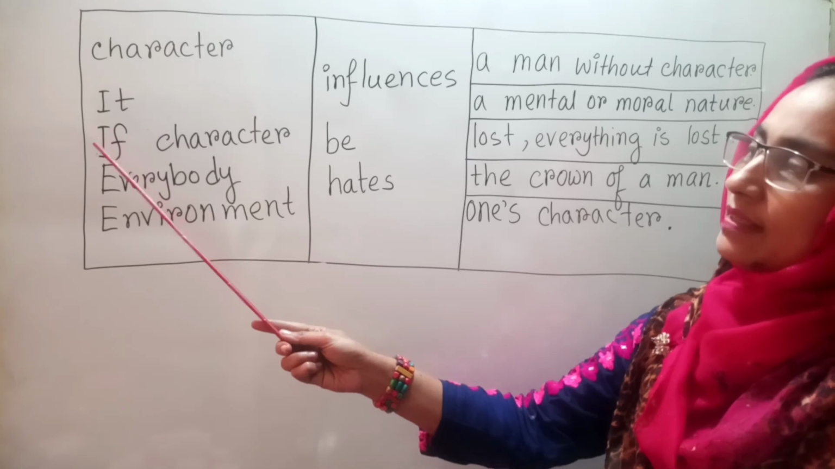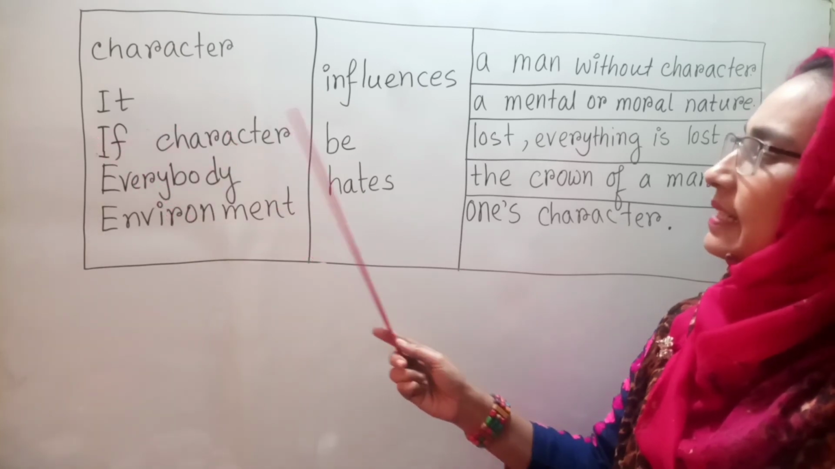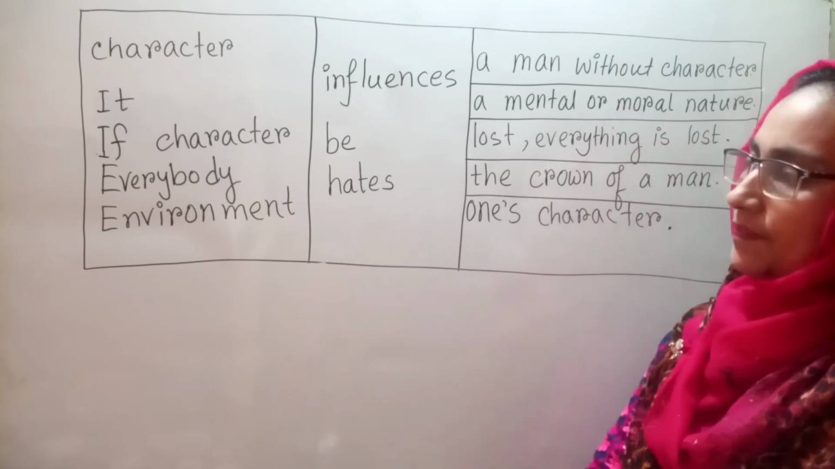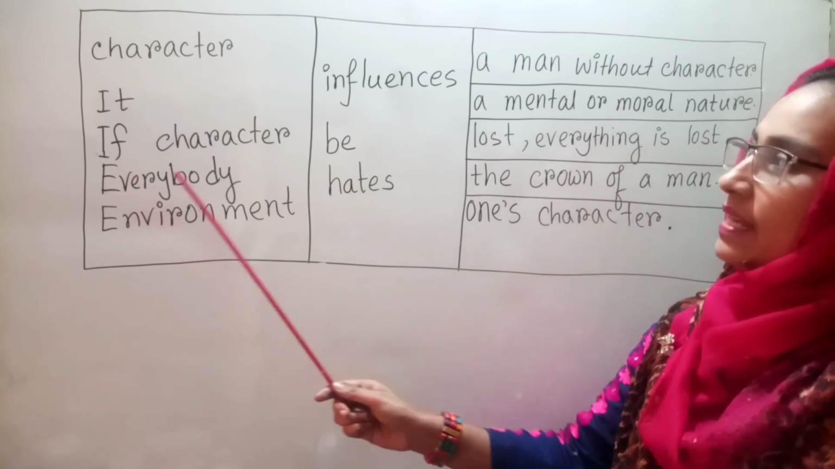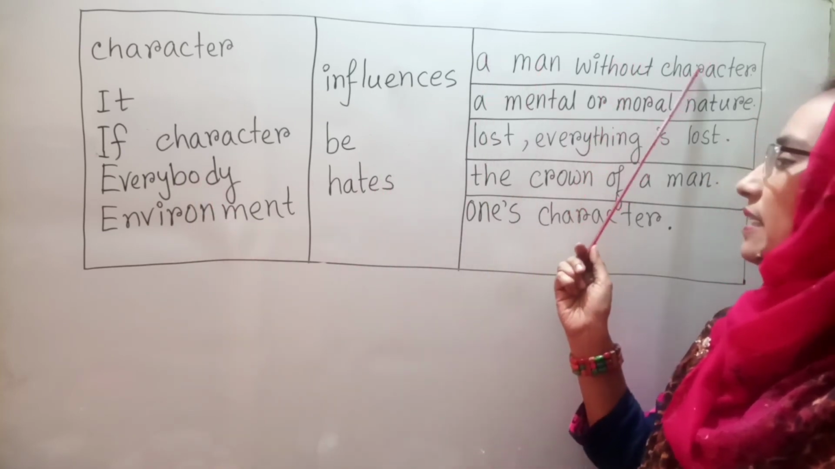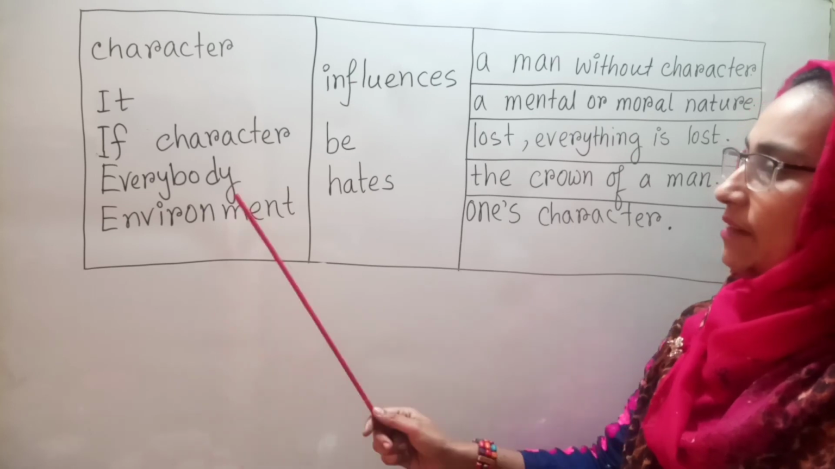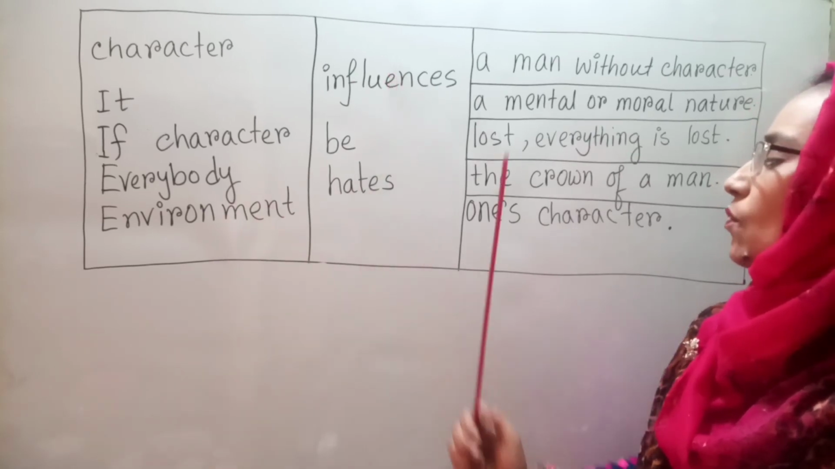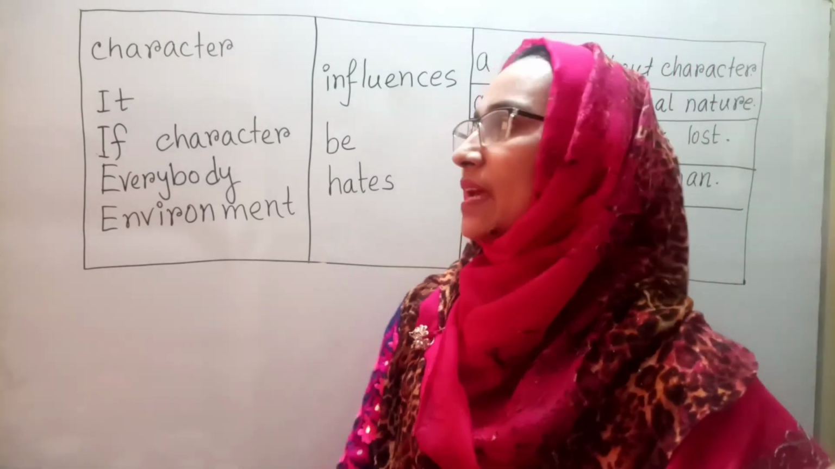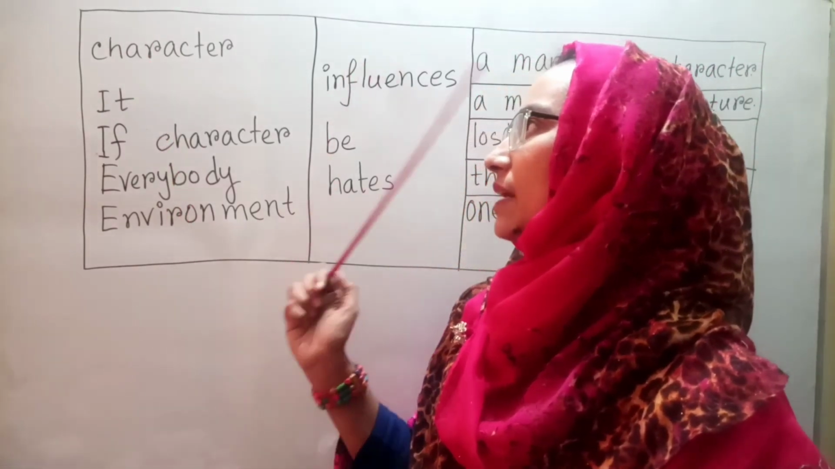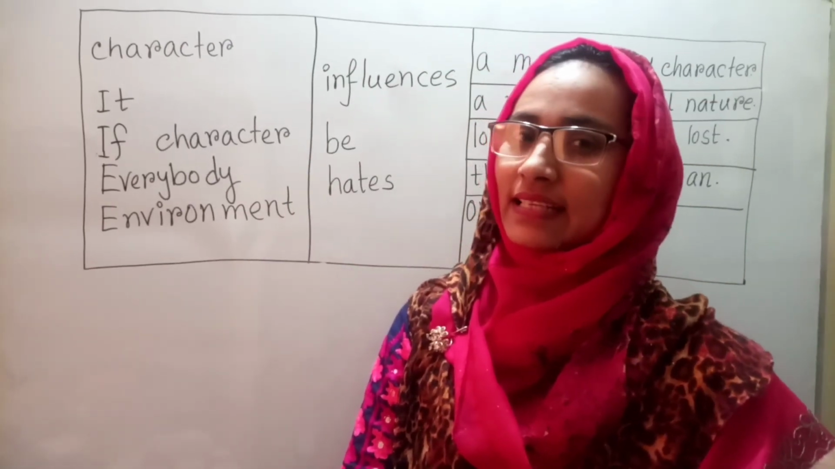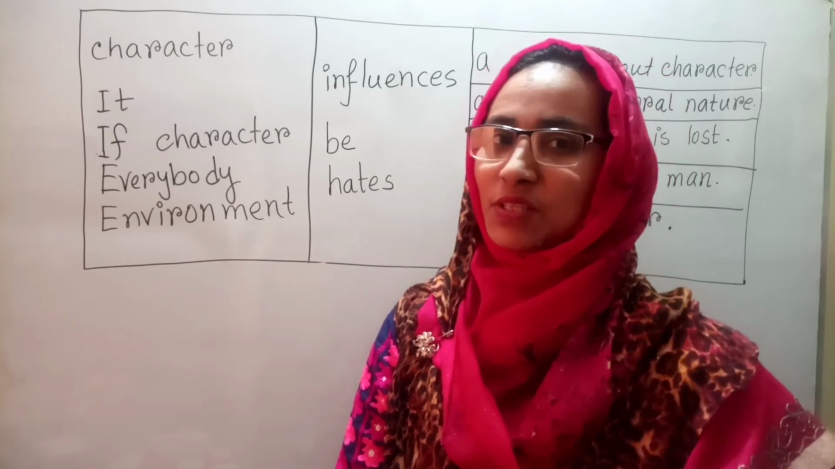Then number 3, if character is lost, everything is lost. Number 4, everybody hates a man without character. Environment influences one's character. So in this way, by matching subject plus verb and extension, you can make 5 sentences. And you can get 5 marks easily from the substitution table.